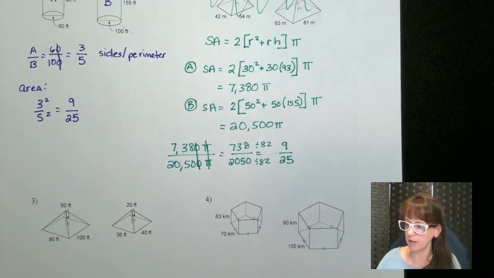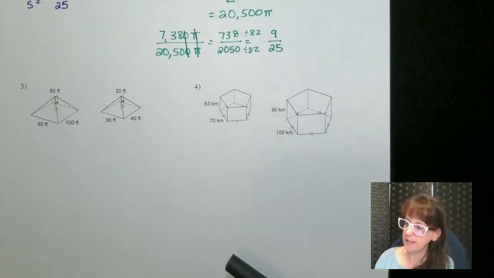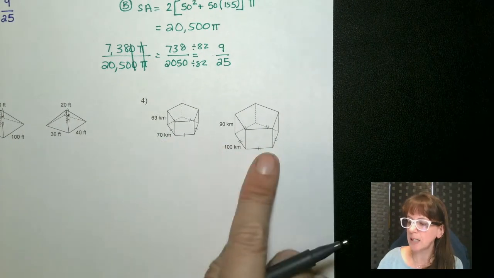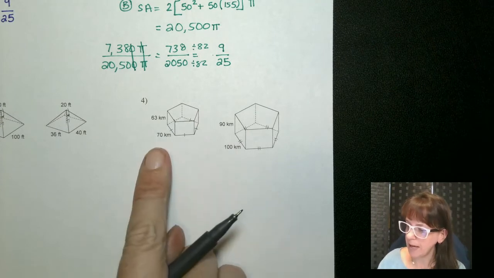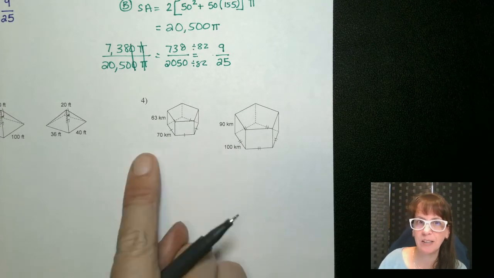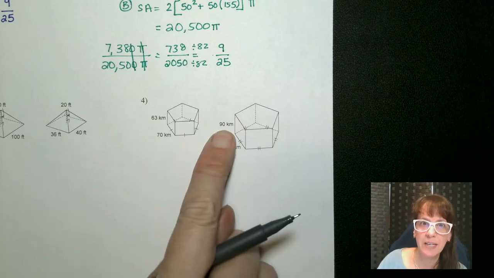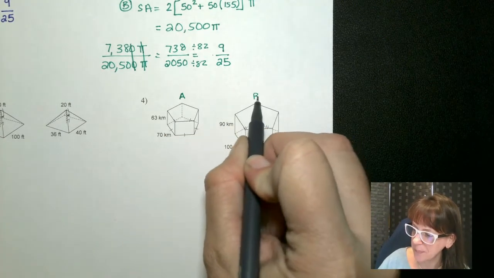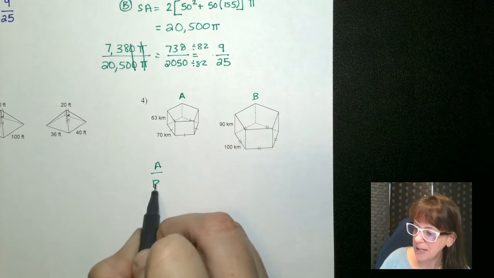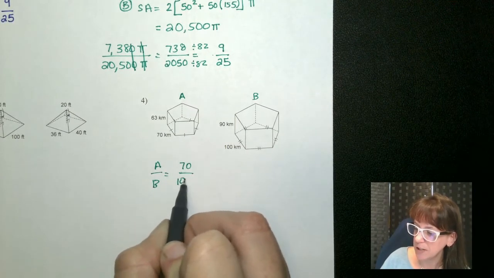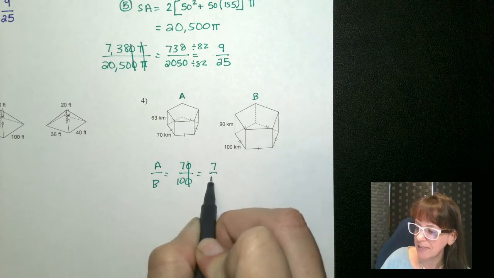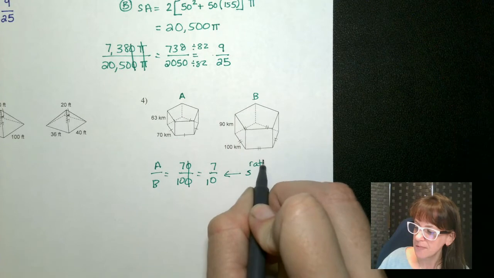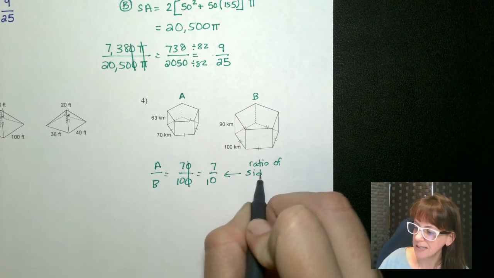So let's try another one of those. Let's look at this guy right here. So looking at this pentagonal prism, we have 70 and 100 kilometers. I could also do 63 and 90, but again, I'm lazy. I want to make it easier, right? And I'm going to call this A and this B. So A to B is going to be 70 over 100, lob off my zeros, and I get 7 to 10. So this is the ratio of sides.